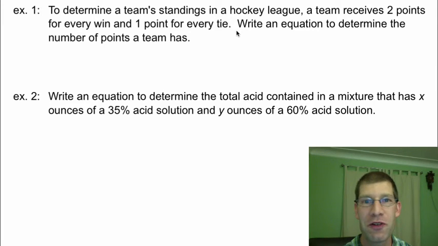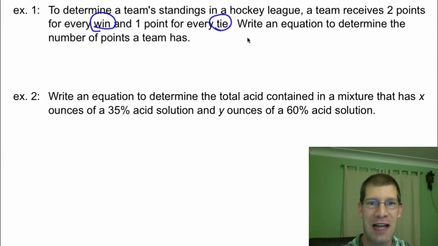So we want to go through first of all and figure out what are the variables. One is going to be the number of wins that they have. One is going to be the number of ties. So I'm maybe just going to have that be W and T. And if we go to our standard form, it's AX plus BY equals C.